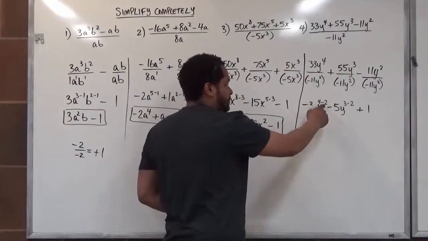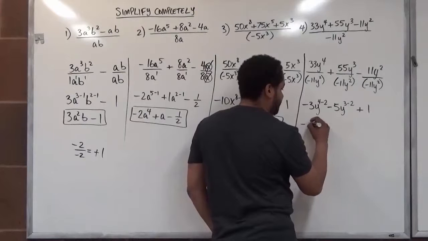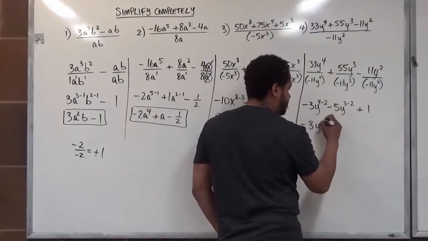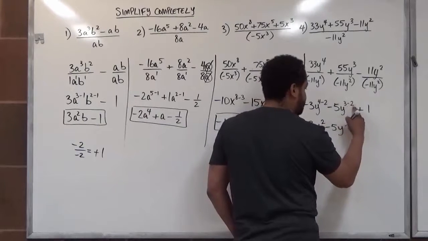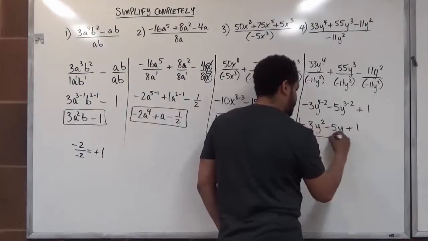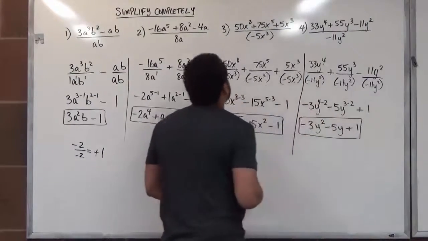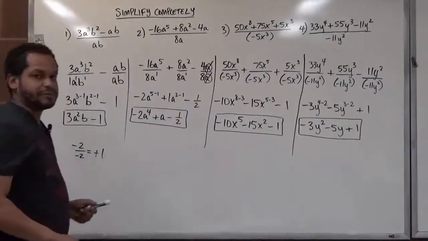Now let's do the final remainder of the work, which is just subtracting the exponents here. So we have negative 3y, 4 take away 2 is just 2. Negative 5y, 3 take away 2 is just 1. We don't need to show the 1 here. Plus 1. And that covers our video for simplifying completely when dealing with monomial terms in the denominator.